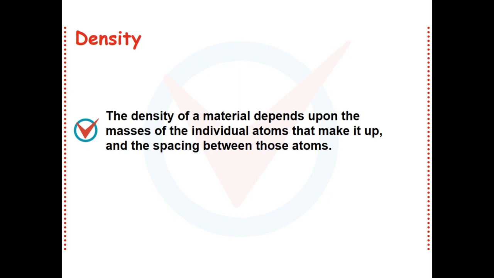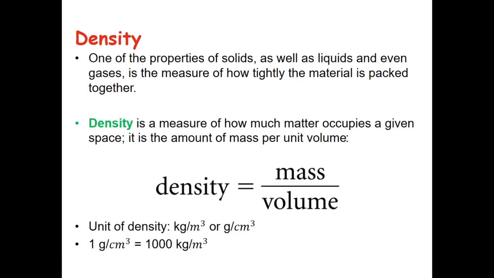What is density? Density is a property of a material, and the density of a material depends upon the masses of the atoms that make up this material and on the spacing between those atoms. So, again, density is one of the properties of solids, as well as liquids and even gases. It measures how tightly the material is packed together.